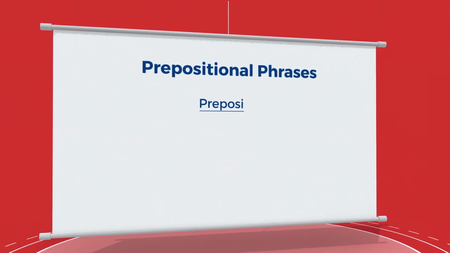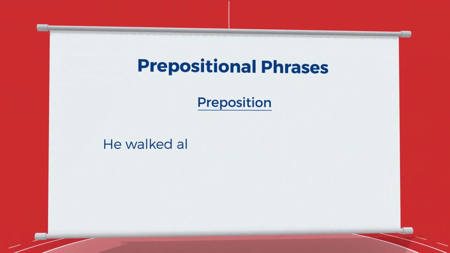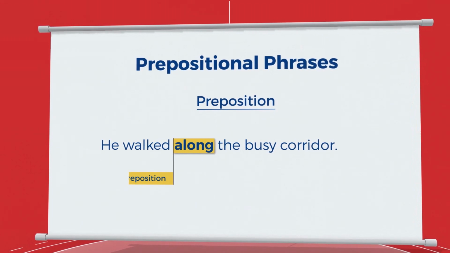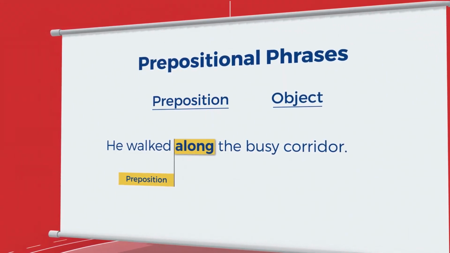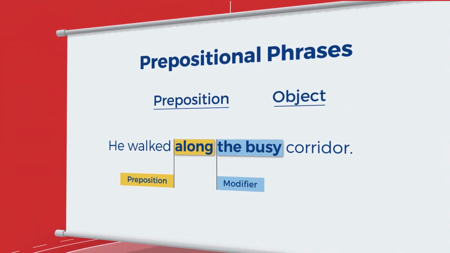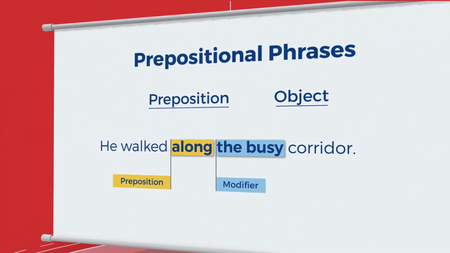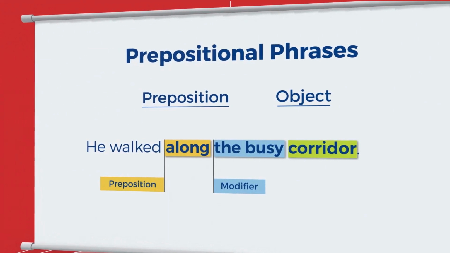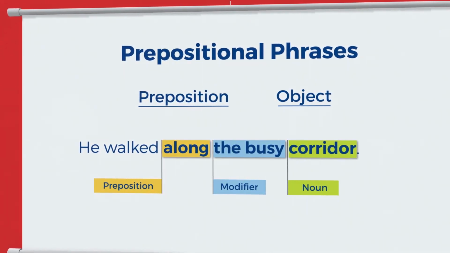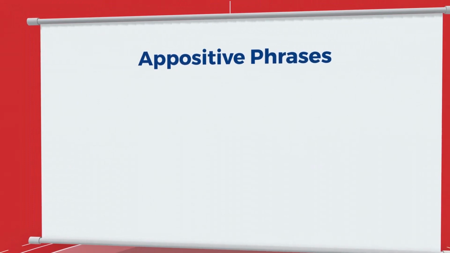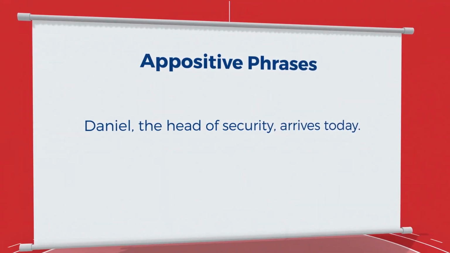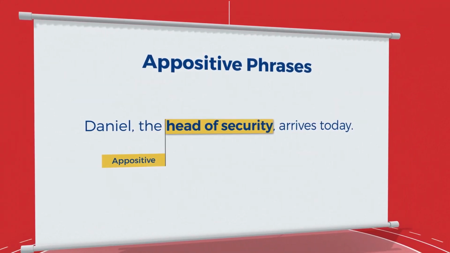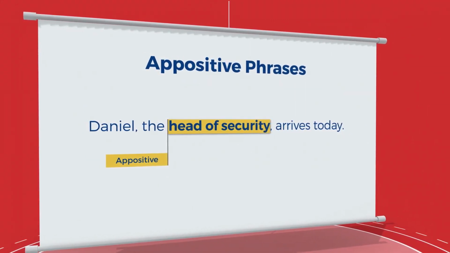As its name implies, a prepositional phrase begins with a preposition, such as at, over, in, or along. The preposition is followed by its object, usually a noun or pronoun, and its object's modifiers. In this case of, he walked along the busy corridor, busy modifies corridor. An appositive phrase provides additional information about a noun in a sentence. It follows immediately after a noun or noun phrase in order to define or further identify it.